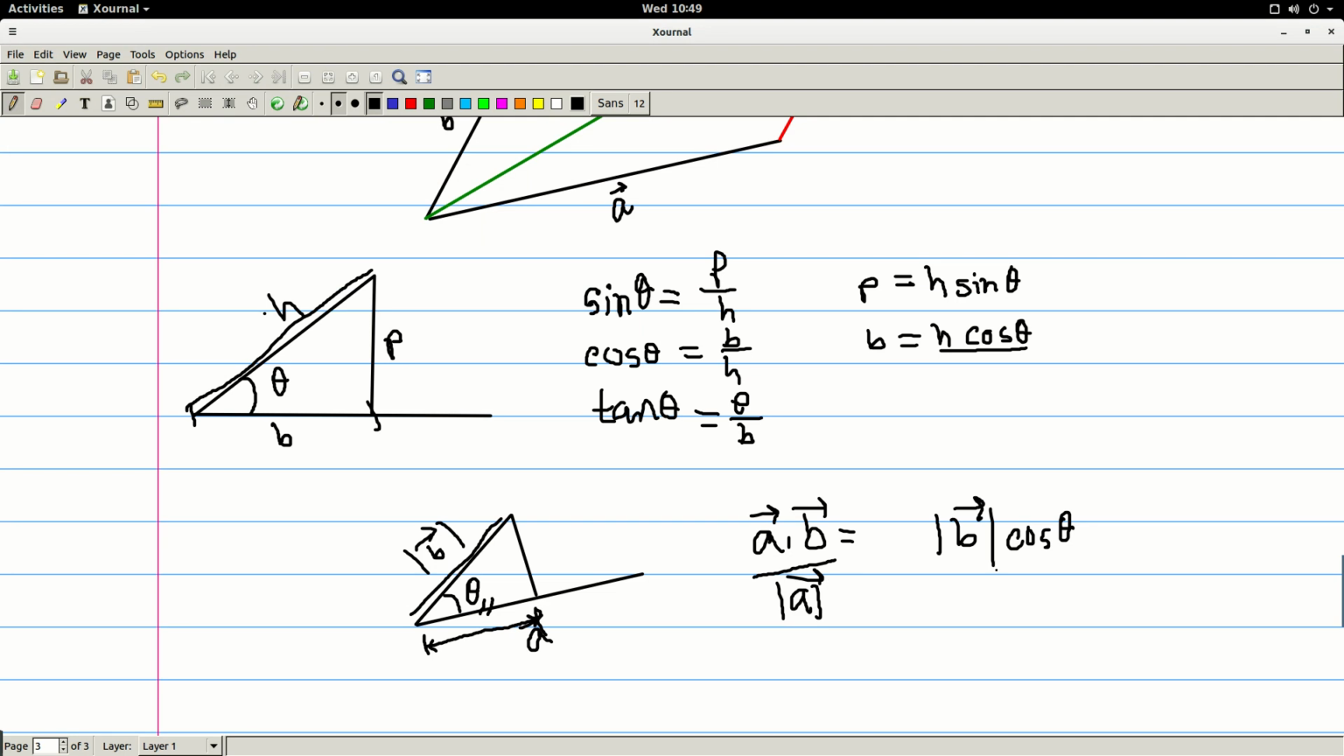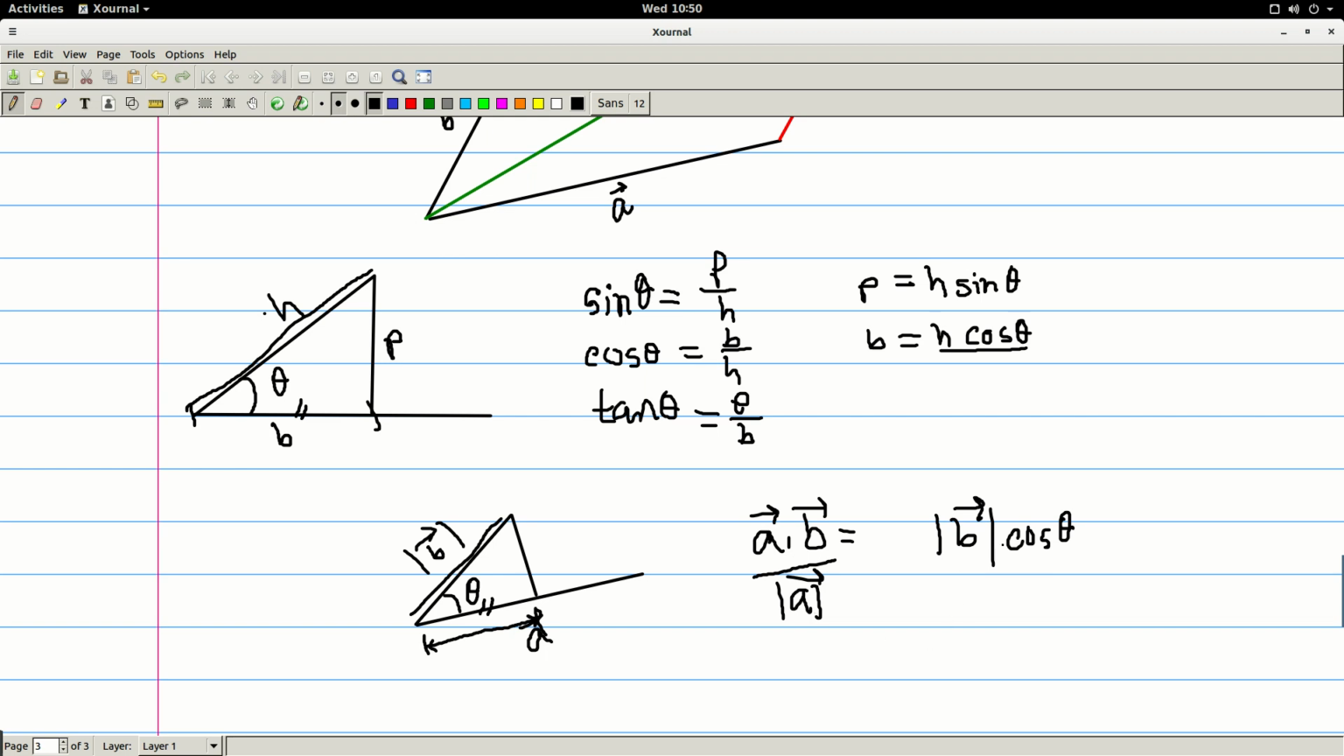So what's actually B cos theta? This is the magnitude of B, and then we have cos theta. If you look at this particular scenario, the magnitude of B is the length of this hypotenuse. So if you go back here, H is this hypotenuse, and H cos theta is what? Is the length over here. Okay? So that's what we got. We want this length, and that's why we do A dot B and divide that by the magnitude of A.